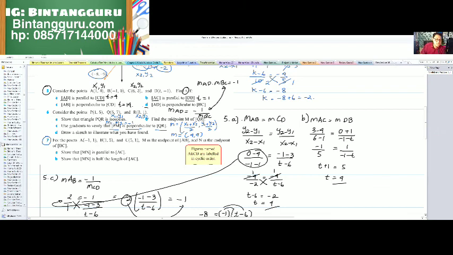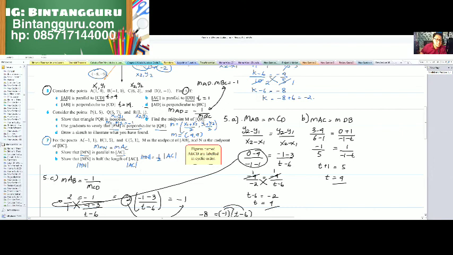So this is show that MN is parallel to AC. So the gradient of MN is equal to the gradient of AC. Then show that MN is half the length of AC. So you have to find the distance of MN and the distance of AC, and then MN should be equal to half of AC. Maybe for 10 minutes.